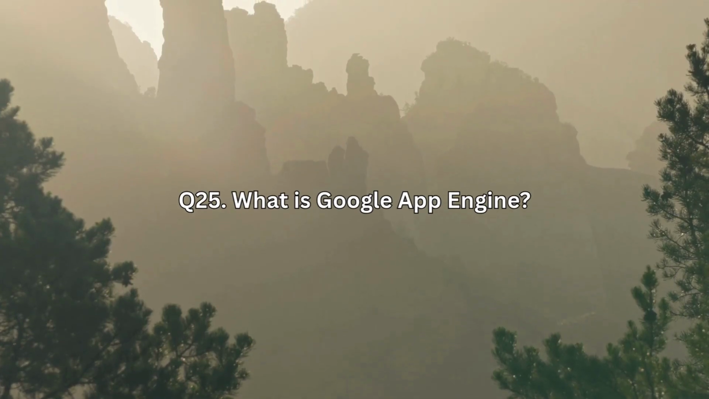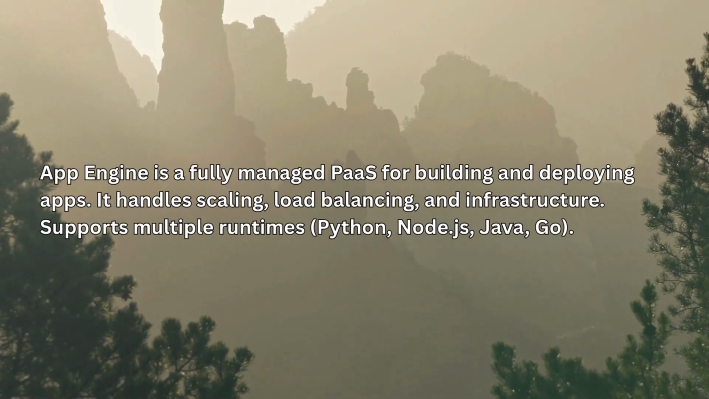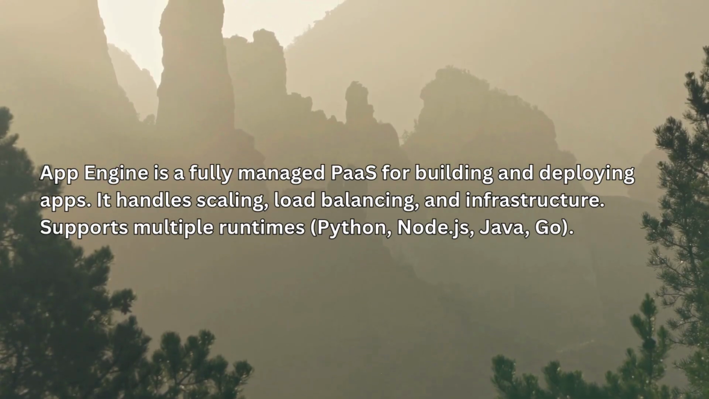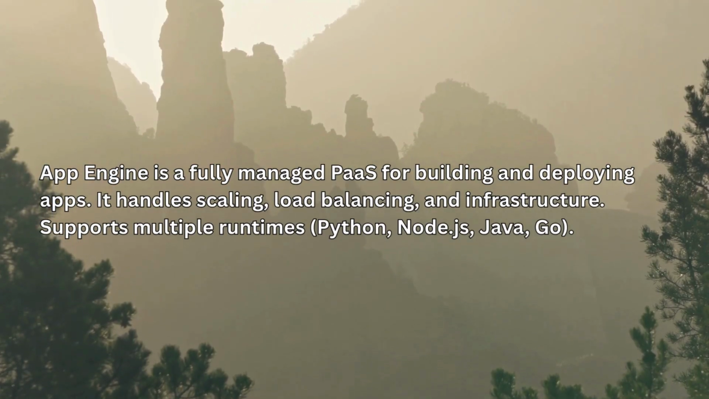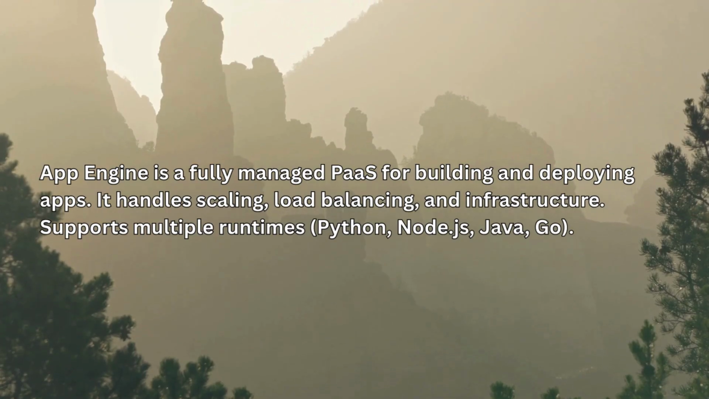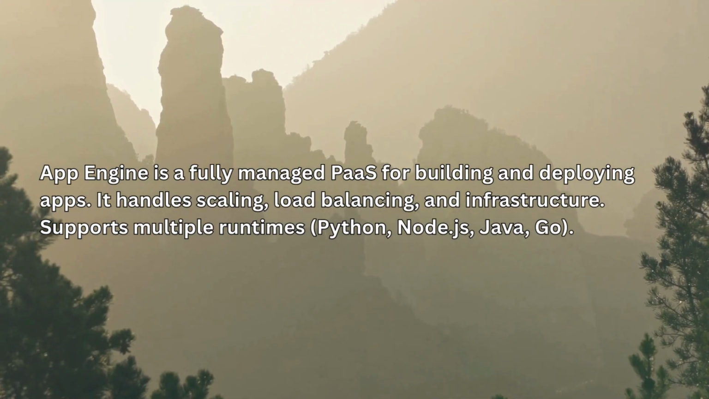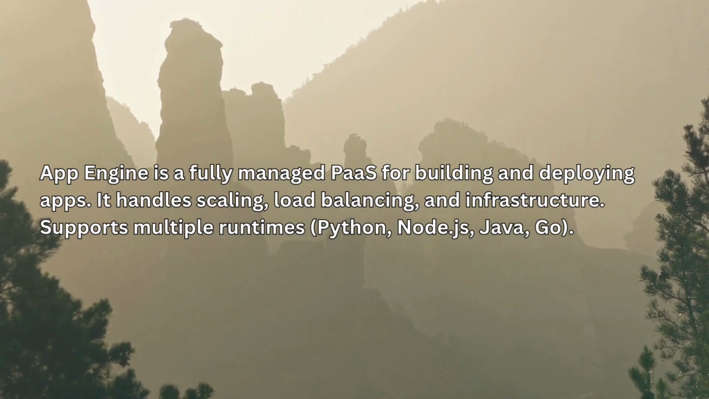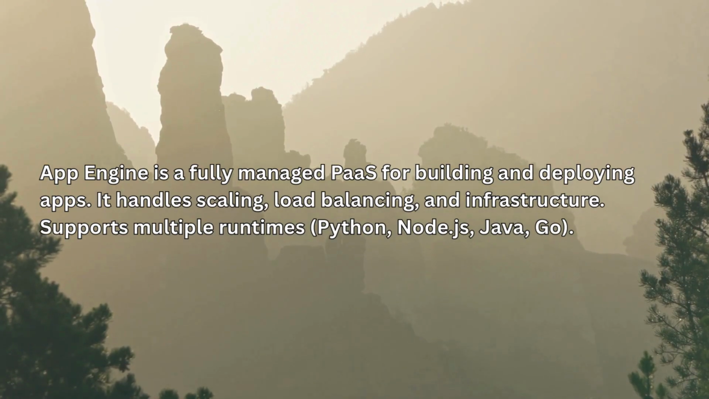What is Google App Engine? App Engine is a fully managed PaaS for building and deploying apps. It handles scaling, load balancing, and infrastructure. Supports multiple runtimes like Python, Node.js, Java, Go.